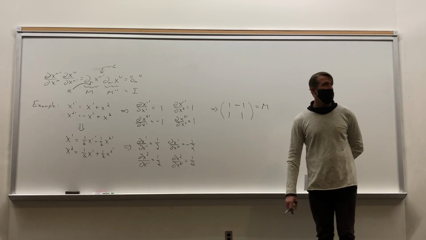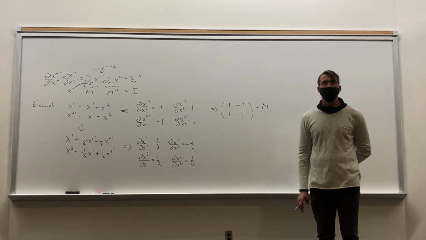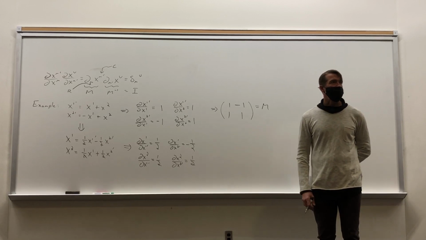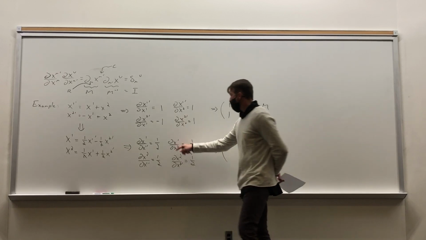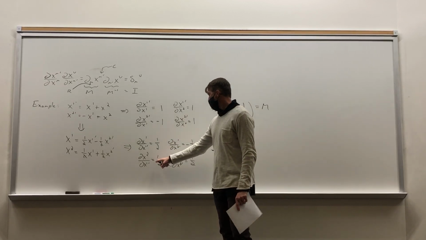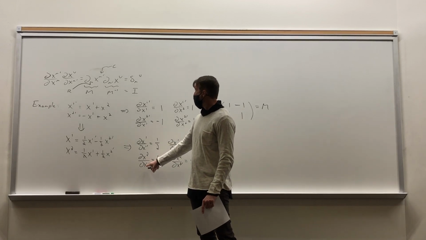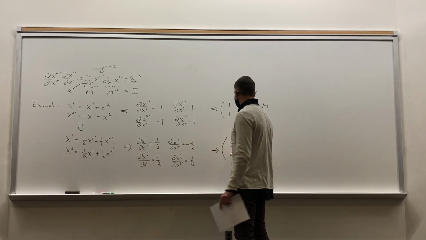Hopefully these derivatives are obvious. Are they not obvious to anyone? Feel free to raise your hand. Okay, so now we can form the matrix of these, and again, this is the 1, 1 term. This is the first row, second column, second row, first column.